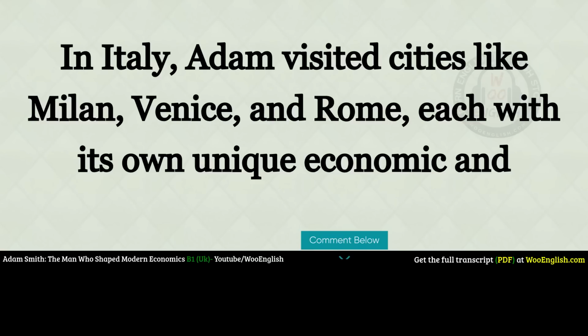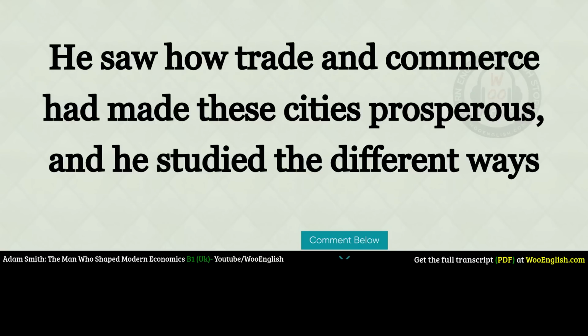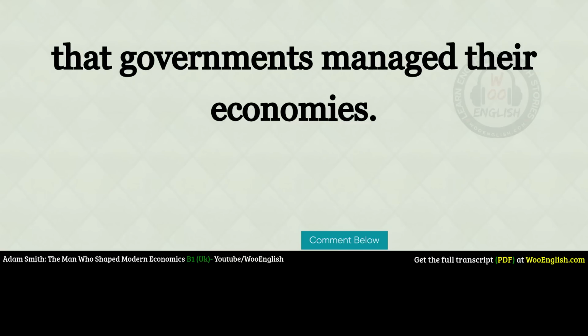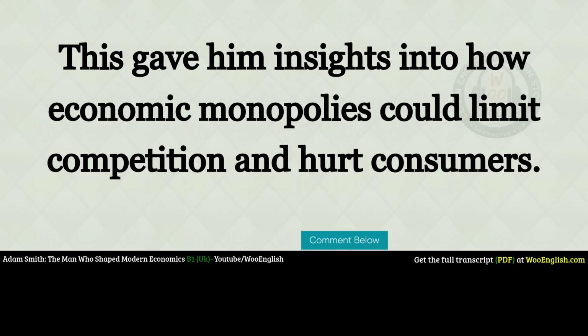In Italy, Adam visited cities like Milan, Venice, and Rome, each with its own unique economic and political systems. He saw how trade and commerce had made these cities prosperous, and he studied the different ways that governments managed their economies. In Venice, for example, Adam observed the role of merchant guilds and how they controlled trade. This gave him insights into how economic monopolies could limit competition and hurt consumers.